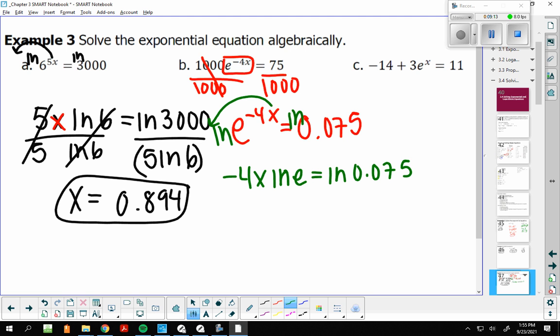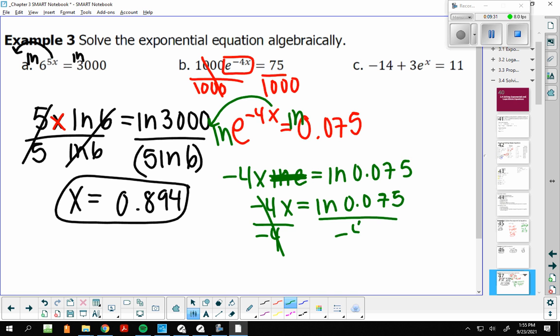And we learned yesterday that the natural log of e, those undo each other. So I guess cancel is not really the right word, but I'm going to just keep saying that. They cancel, and we get negative 4x equals natural log of 0.075. My last step to get x by itself is to divide by negative 4. So we'll type that in our calculator. Natural log of 0.075 divided by negative 4 is 0.648.